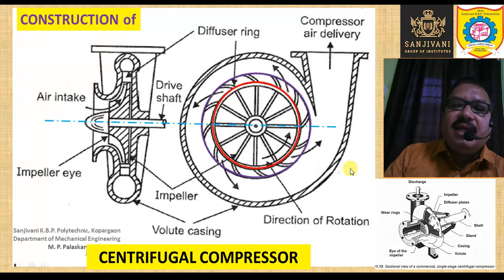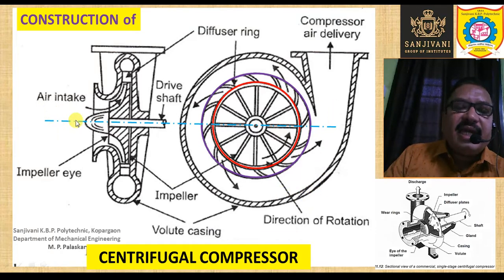Now the impeller is surrounded by the diffuser ring. So this is the diffuser ring. The diffuser ring also consists of vanes. These are the vanes or the plates, and the diffuser ring surrounds the impeller ring. And again now we are having this particular casing, that is nothing but the volute casing.